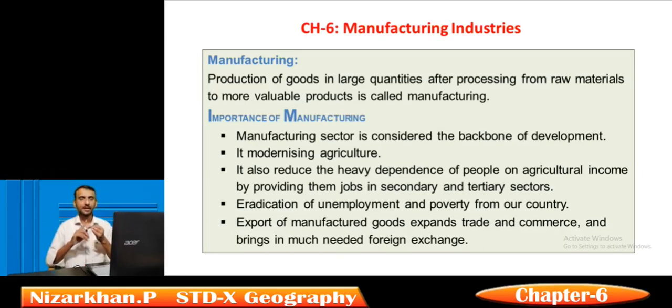First one, manufacturing industries are the backbone of development. It modernizes agriculture. It reduces the heavy dependence of people on agricultural income by giving them jobs in the secondary and tertiary sector. It eradicates unemployment and poverty, and exporting manufactured goods expands trade and commerce and brings in much foreign exchange. These are the 5 reasons why manufacturing industries are important.